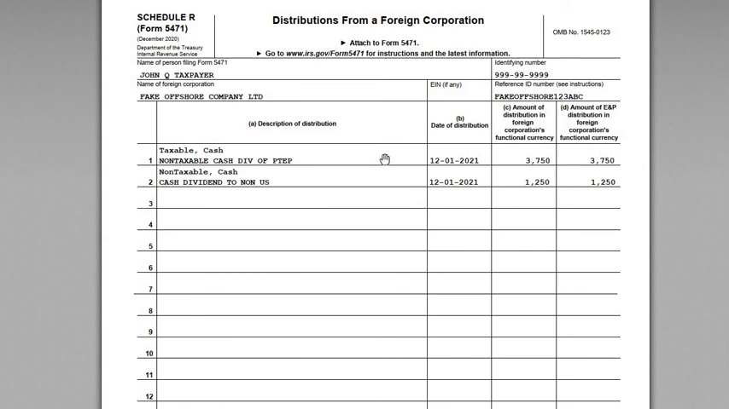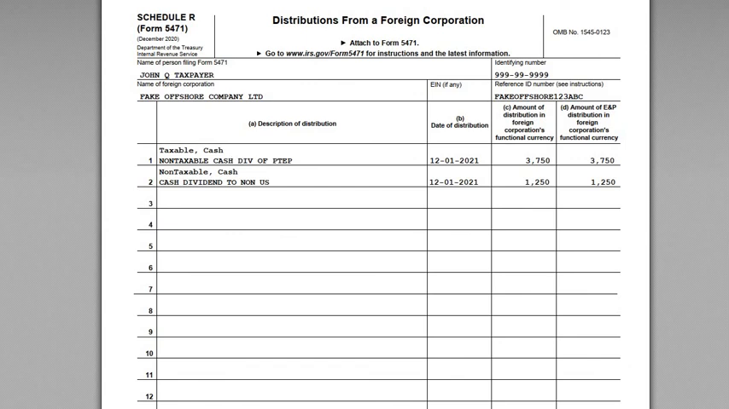So there's a couple of columns here to note. The first one is to describe the type of distribution. So there's really three pieces that they want to see on this. So taxable or non-taxable, and then what type of property was distributed. So in this case, it's just cash.